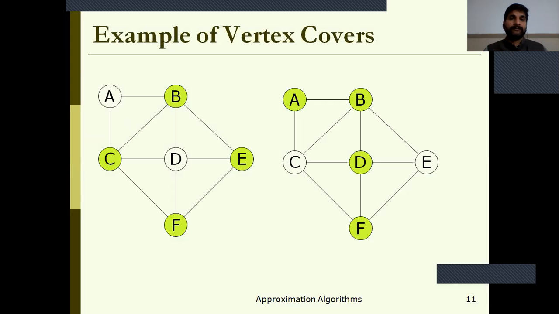For example, a vertex cover like that. Several vertices are given: A, B, C, D, E, F, and green indicates the vertices that cover all edges. B, C, E, and D cover all edges. Similarly, we can choose the vertices A, B, D, E, F. These also cover all edges.